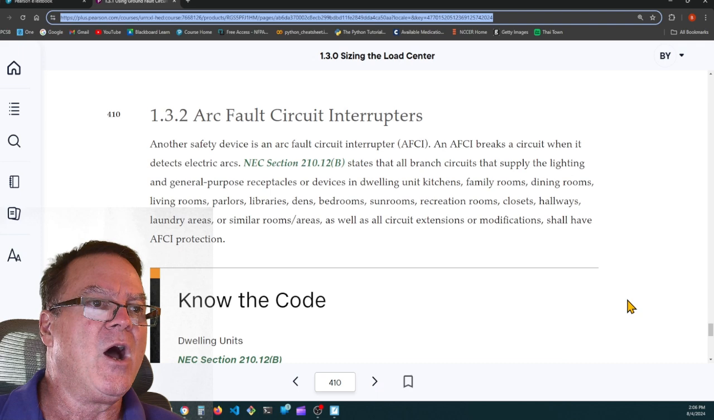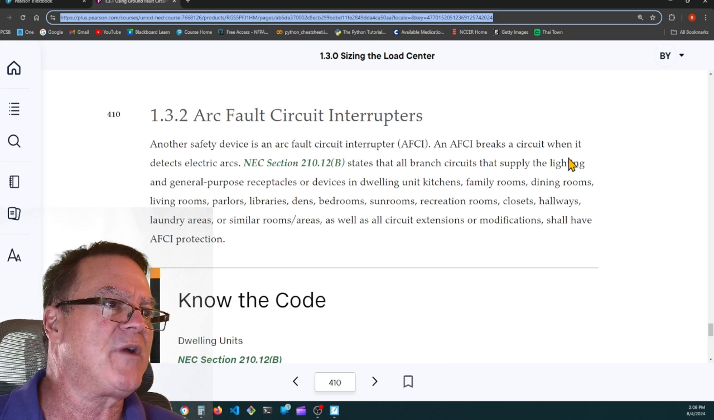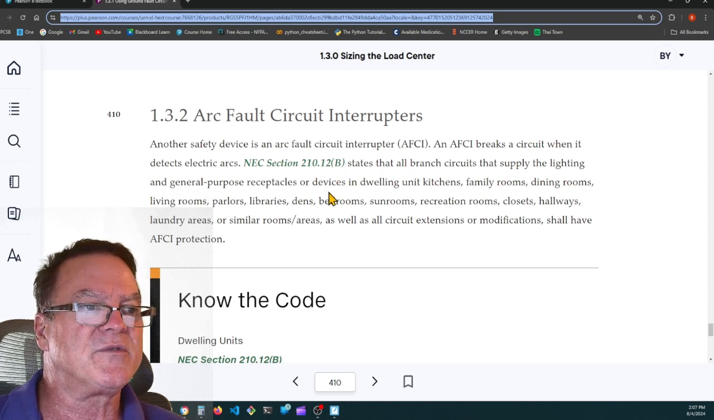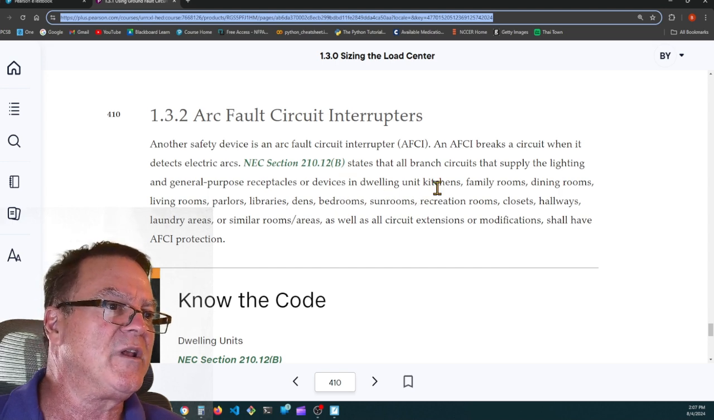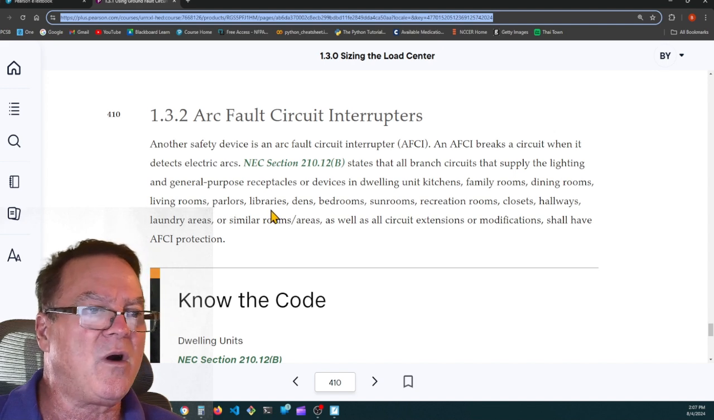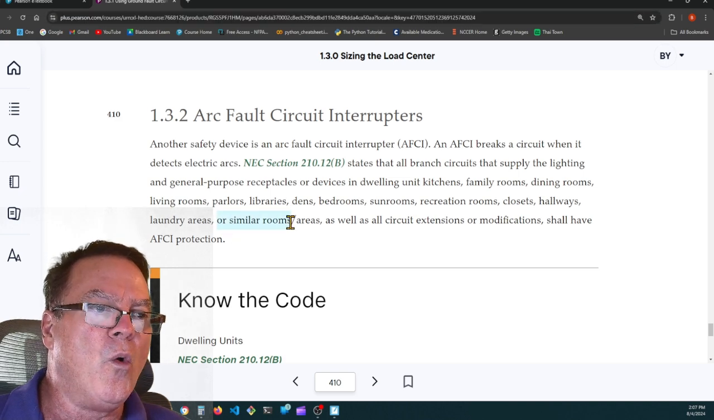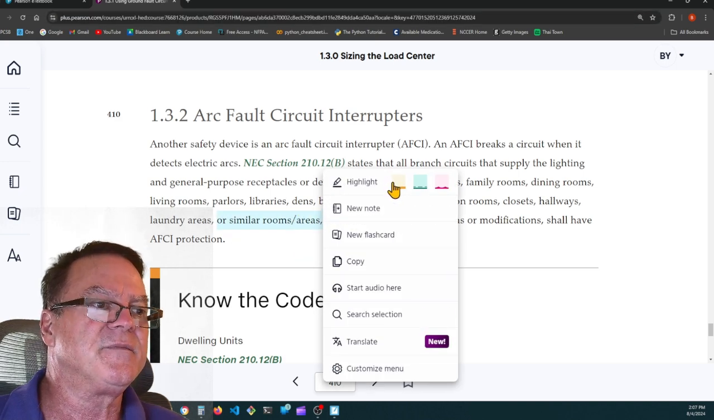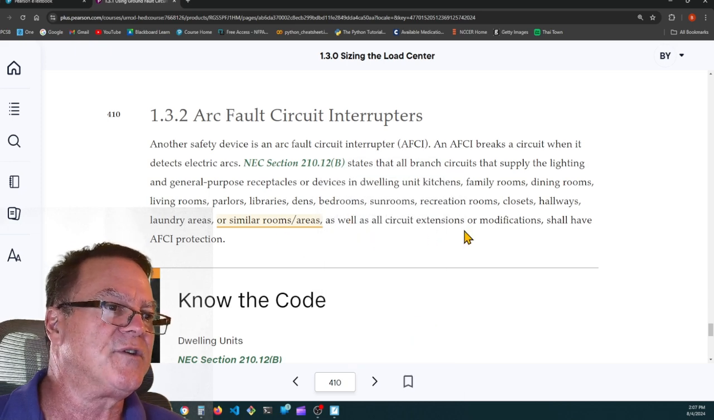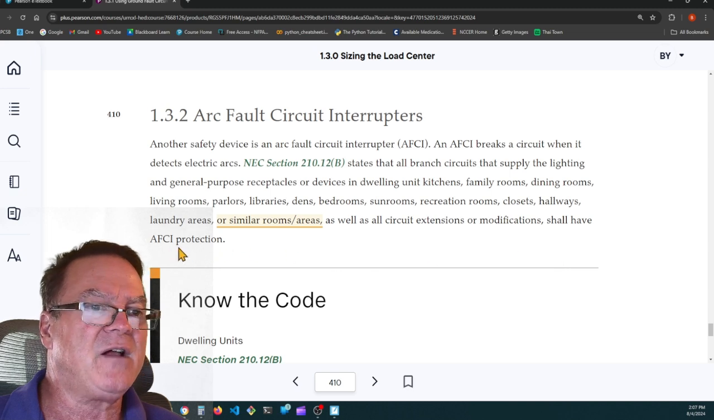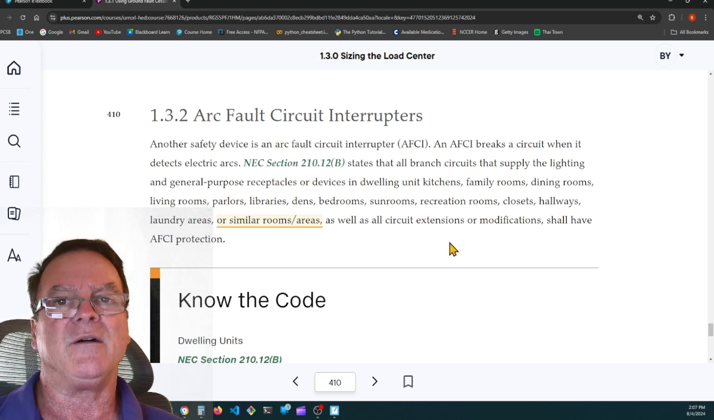Okay. Arc fault. Another safety device is an arc fault circuit interrupter. An AFCI breaks a circuit when it detects electric arcs. NEC section 210.12(B) states that all branch circuits that supply the lighting and general purpose receptacles or devices in dwelling unit kitchens, family rooms, dining rooms, living rooms, parlors, libraries, dens, bedrooms, sunrooms, recreation rooms, closets, hallways, laundry areas, or similar rooms or areas. We talked about that before. As well as all circuit extensions or modifications shall have AFCI protection. So, or similar rooms or areas means every room in the house.